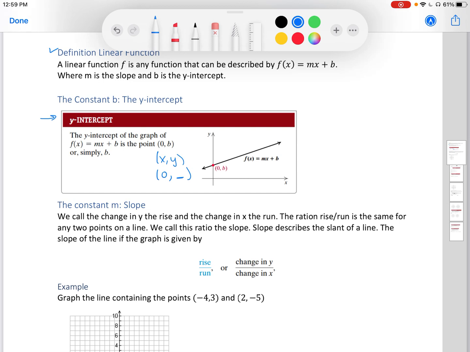Now, your y-intercept is always the point that crosses your y-axis, and it can be anywhere along the y-axis. It can be somewhere above the origin where it's positive. It can be on the origin itself. It can be below the origin and have some negative y-intercept. It's all fair as long as it crosses the y-axis.